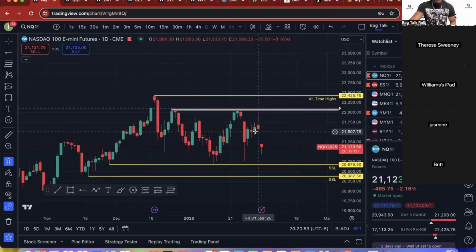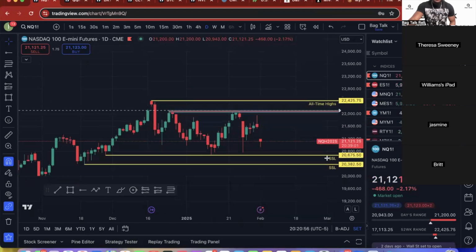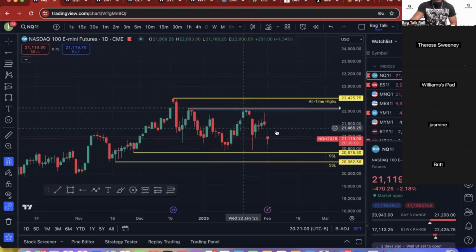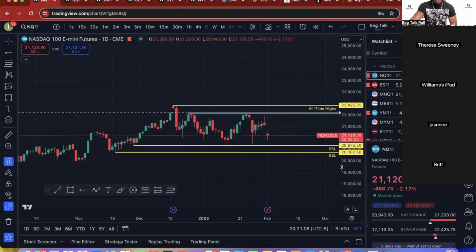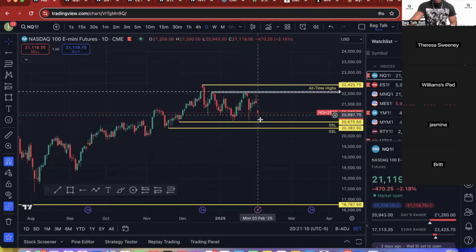Anywho, price has been consolidating ever since. I think there's still a chance that the market could drop off hard. It's still early to say. We're still in this consolidation. But I brought this up because of Bitcoin. If we do drop off on the NASDAQ, then I think Bitcoin is gonna follow suit.